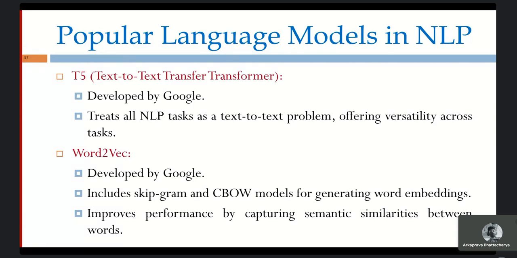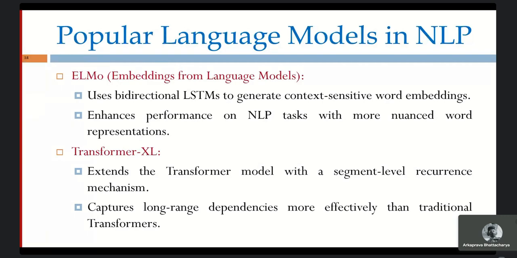Then you have word2vec, the same thing, the skipgram and the bag of words. Then you have ELMo, that is embeddings from language models. These generate context sensitive word embeddings by considering the entire sentence. It uses bidirectional LSTMs and has improved the performance on various NLP tasks by providing richer word representations. ELMo works very well when you want to look into both sides. Then you have Transformer-XL.